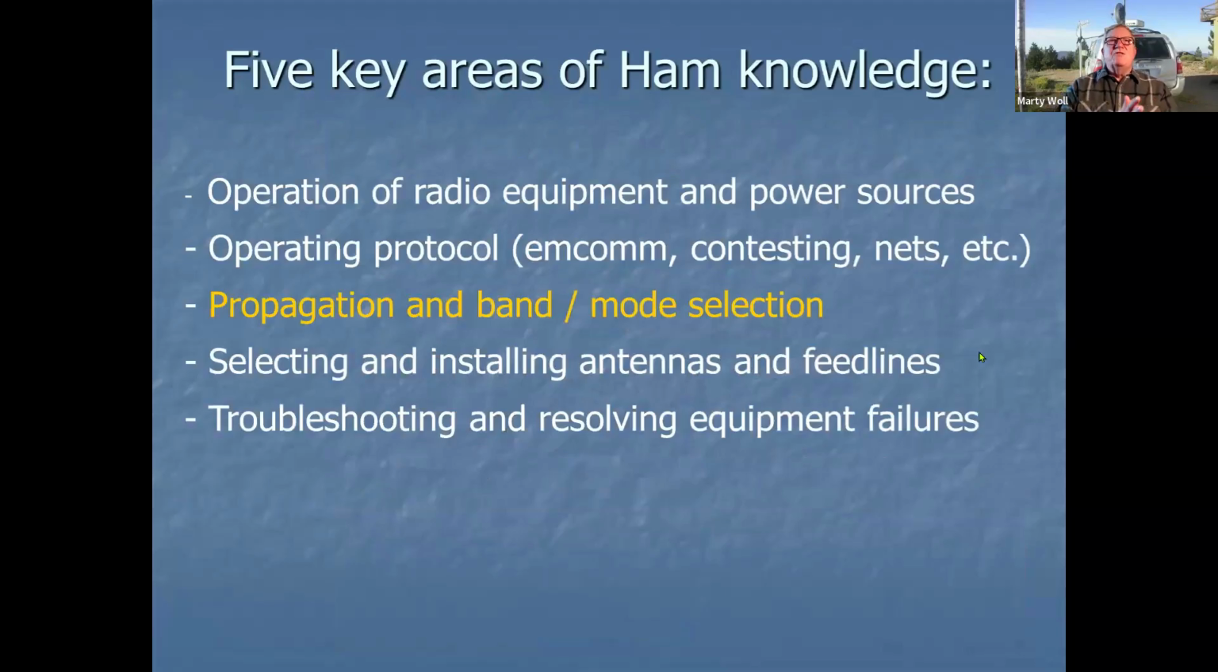Most of my talks fall into one of five categories, and these are key areas I think hams should have some knowledge of, and you can keep building your knowledge in these areas. Operation of radio equipment and power sources, operating protocols, whether it's nets or contesting or emergency communication, whatever it may be. Propagation and band mode selection, that kind of fits in here. Selecting and installing antennas and feed lines, and then troubleshooting and resolving equipment failures. All those areas are, I think, useful areas of study for any ham, and you can build up your skill to be very considerable in any or all of these areas.